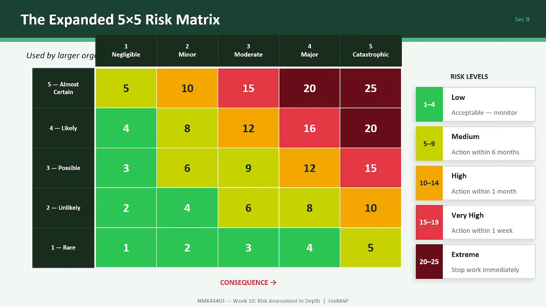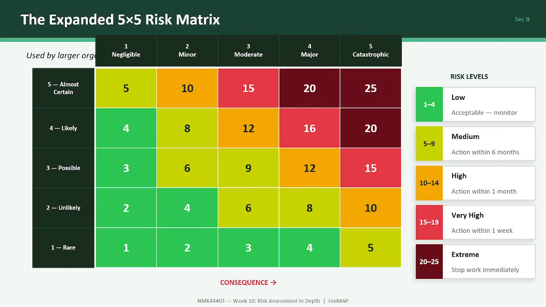Notice the critical difference from the 3x3. You now have a very high zone at 15 to 19 requiring action within 1 week, which sits between the 1 month and the stop work threshold. In a 3x3, scores of 6 and 9 are both high and both require action urgently, but there is clearly a meaningful difference in priority between them. The 5x5 captures that difference.